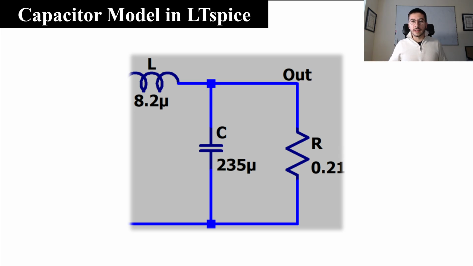Well, if we want to include the capacitor in our LTspice circuit, it's very simple because we consider the device as an ideal device. We only put a capacitor. Here we have the equivalent capacitance for the 5 capacitors in parallel. Okay, so with this we finish with the capacitor selection.